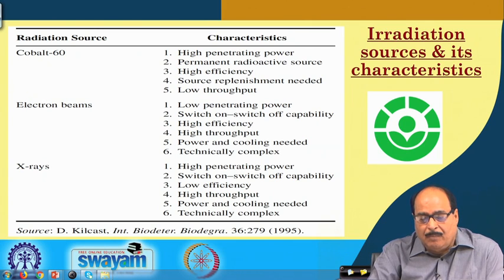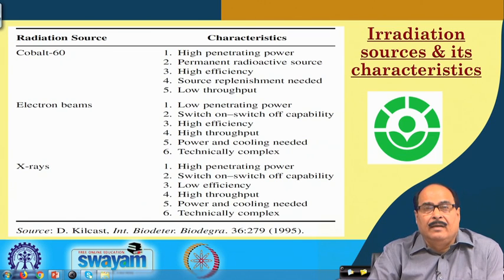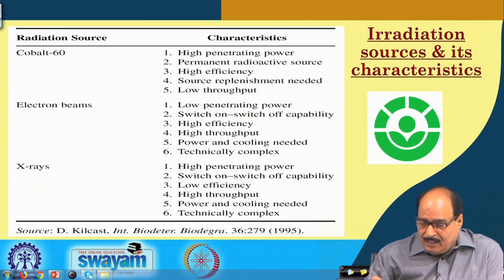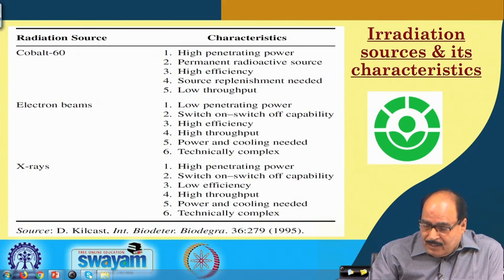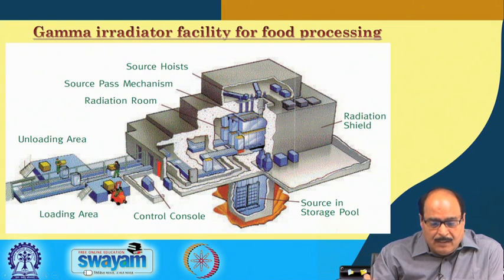Electron beams have low penetrating power, have switch on, switch off capability, high efficiency, high throughput, power and cooling is needed, and it is a technically somewhat complex process. X-rays have high penetrating power, and switch on, switch off capability is here also. They have comparatively low efficiency, high throughput, and power and cooling needed, and of course, like electron beams, technically it is a complex process.